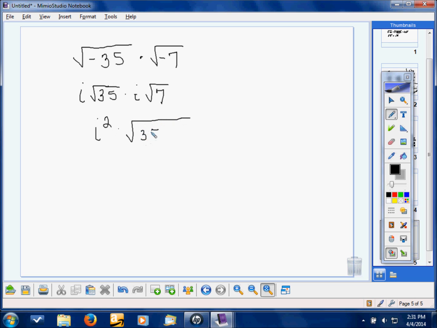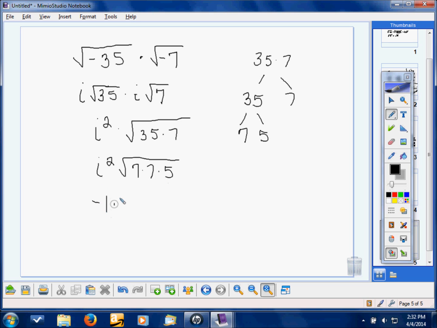This is 35 times 7. I don't even really feel like multiplying them because I'm going to have to factor it in a minute anyway. So whatever this 7 squares is 7 times 35, which is 7 times 5. So that is 7 squared. So i squared, 7 square roots of 5, absolutely. So it's 7 and 7 and a 5. So i squared is -1.